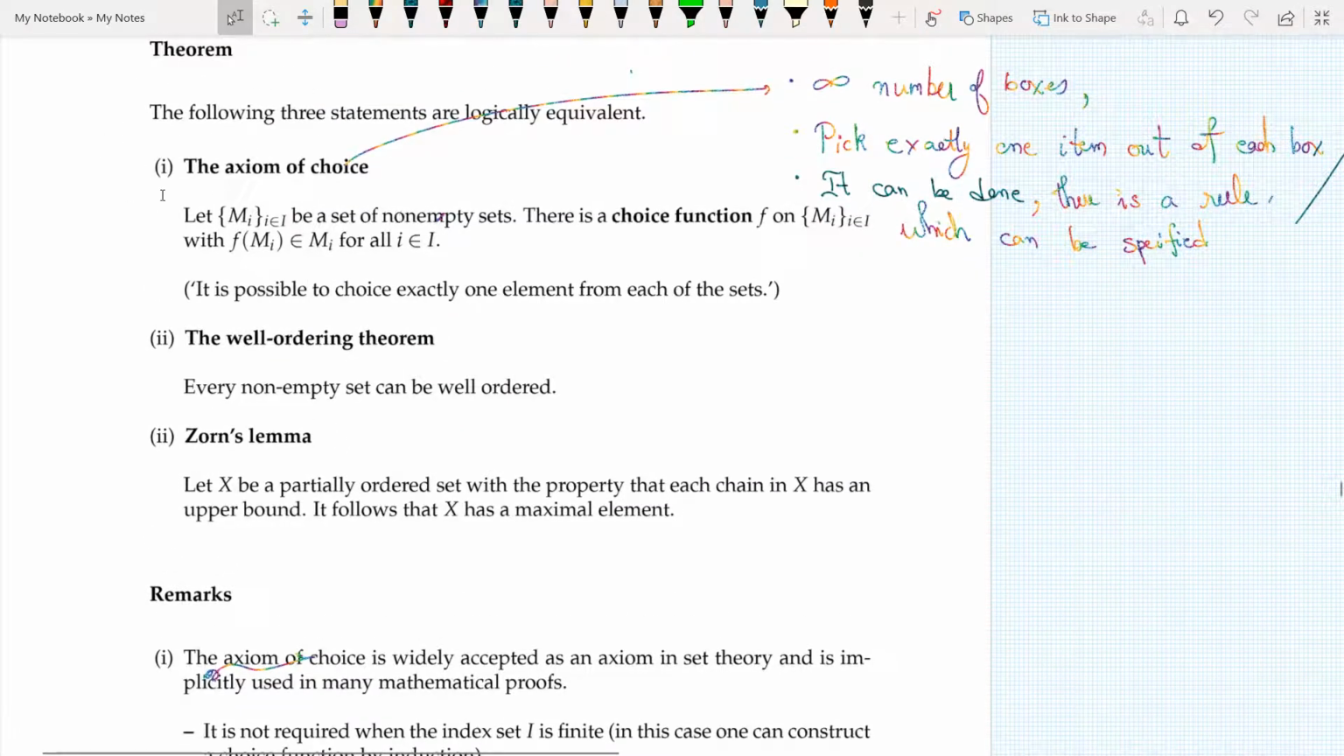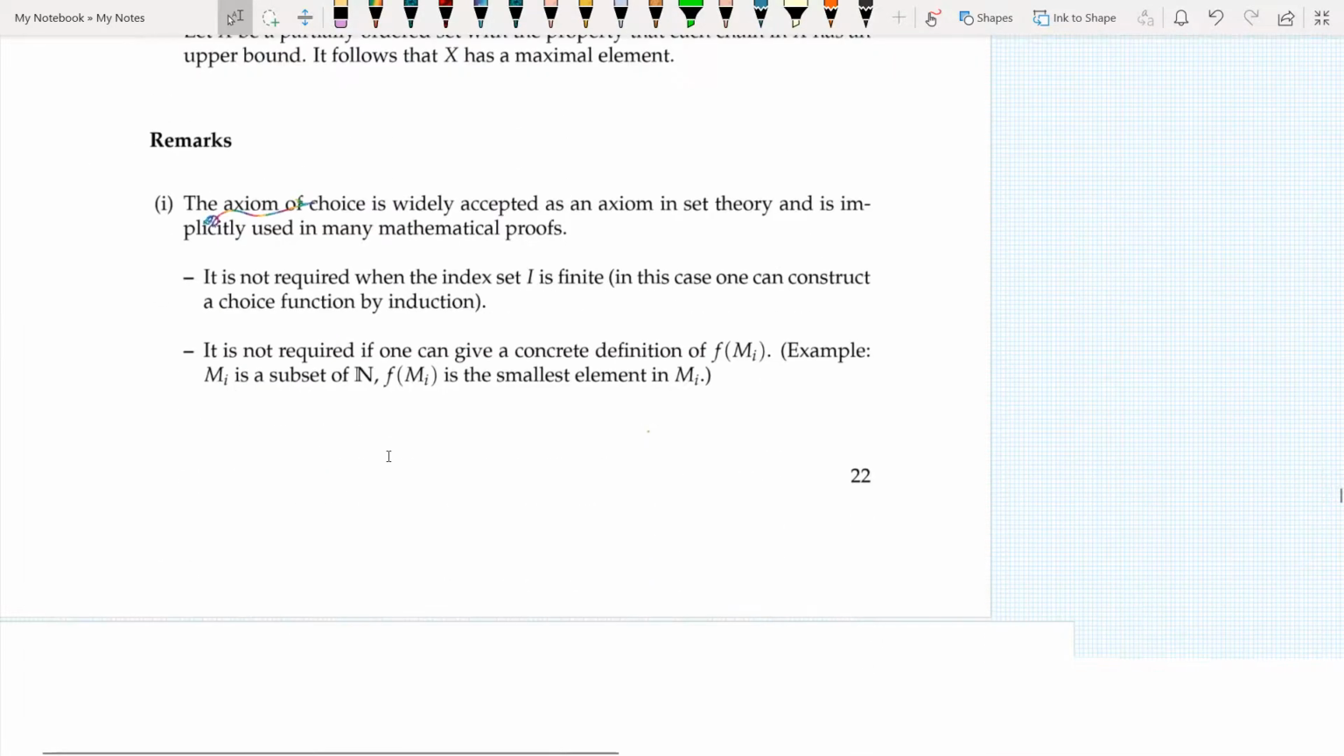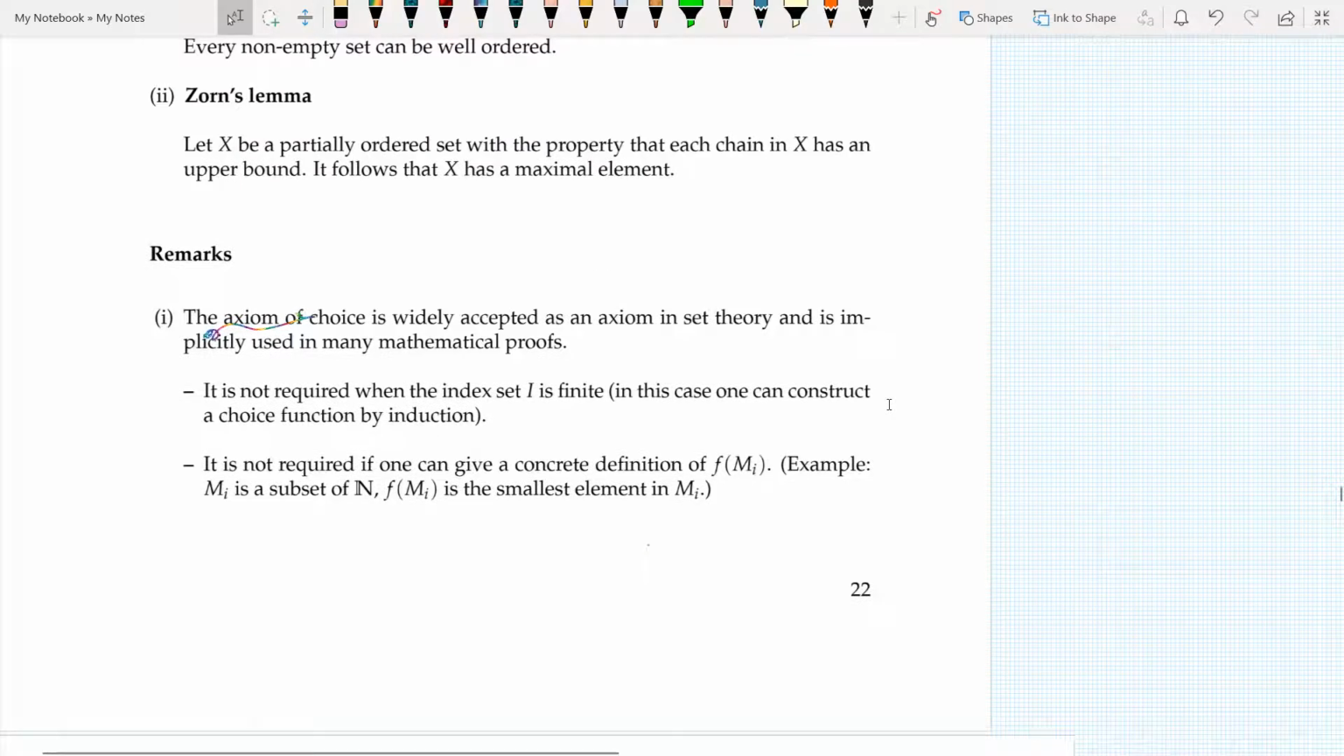If I believe in the axiom of choice, I can prove Zorn's Lemma and the Well Ordering Theorem. If I believe in Zorn's Lemma, I can prove the axiom of choice and the Well Ordering Theorem, and so forth. One thing we have to make sure of in the axiom of choice is that when I say there are an infinite number of boxes, I do not mean a countable infinity. You cannot just take infinity to be 1, 2, 3, 4, 5, 6, 7, 8, 9, 10. I am talking about uncountable infinities.